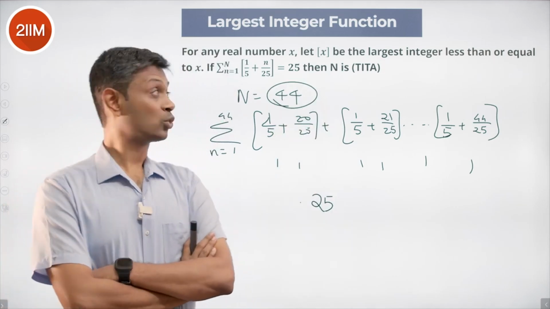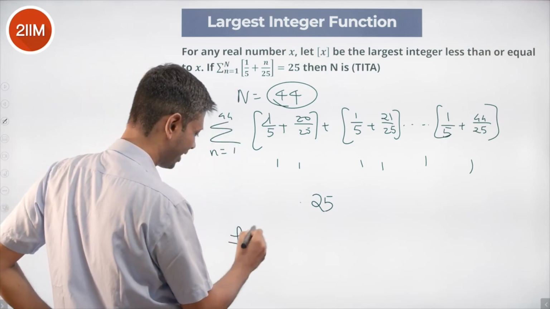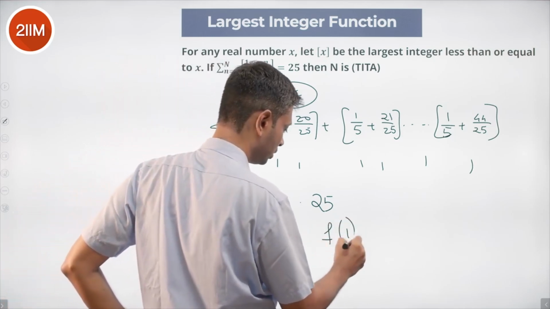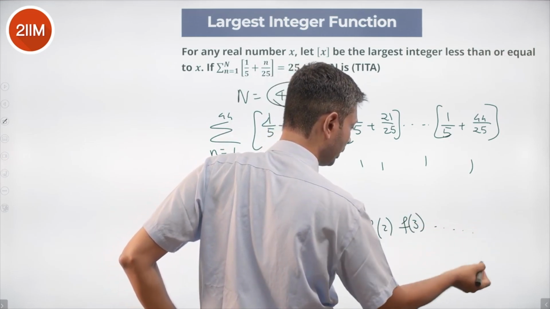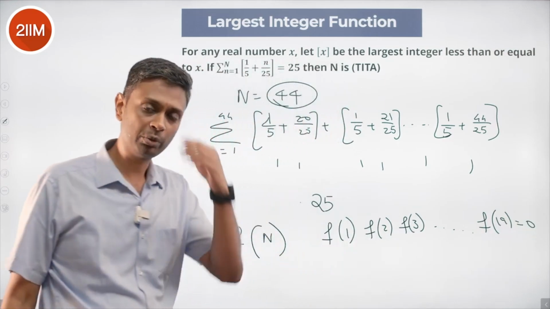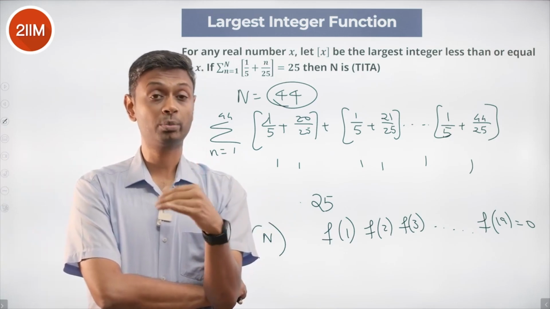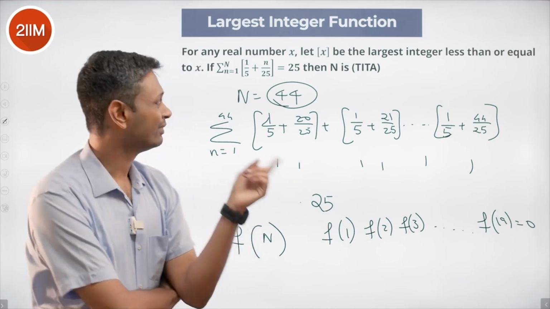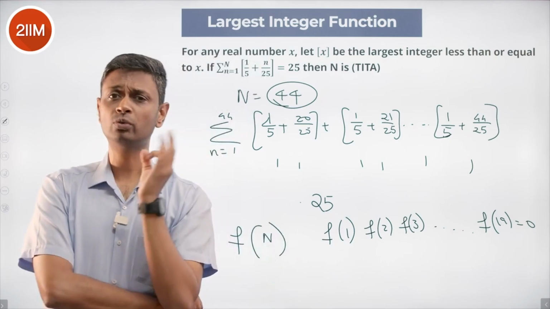Beautiful question. So how will this work? Suppose we had to do this as a function. We call this f of n. And so f of 1, f of 2, f of 3, all the way till f of 19 would be 0. F of 20 would be 1, f of 21 would be 2, f of 22 would be 3, f of 23 would be 4, f of 44 would be 25. F of 45 will become 27, 29, keep adding. When does it become 25? It becomes 25 and n is 44. Greatest integer function is a beautiful function.